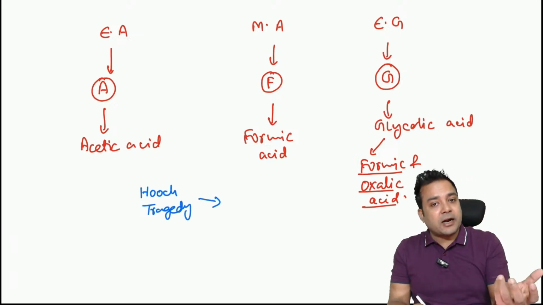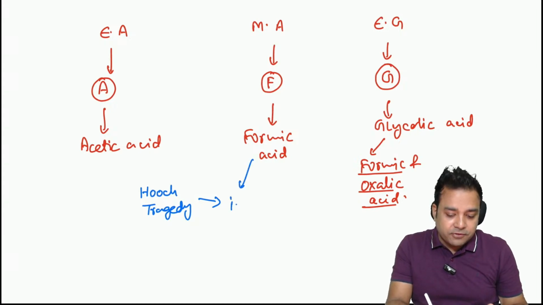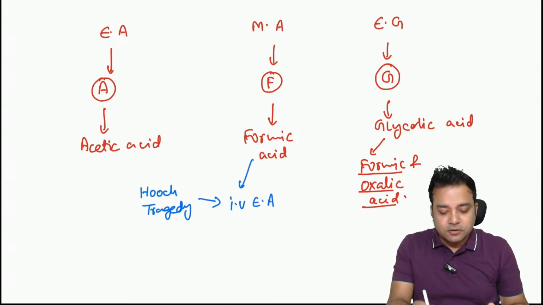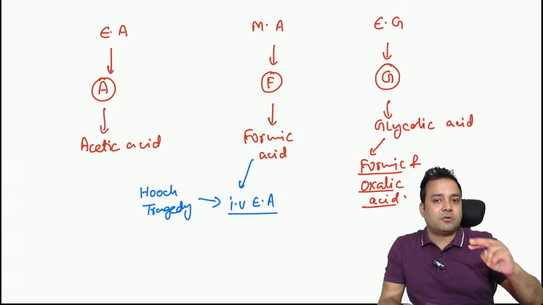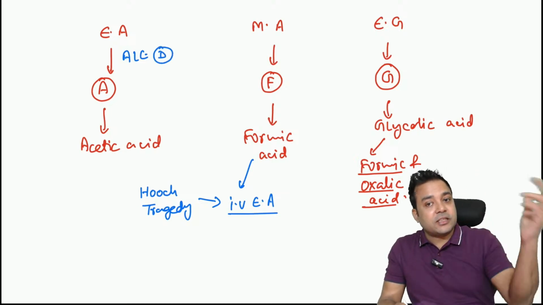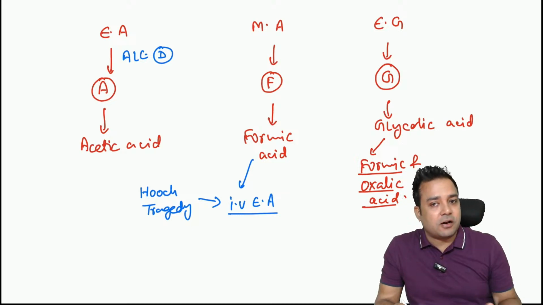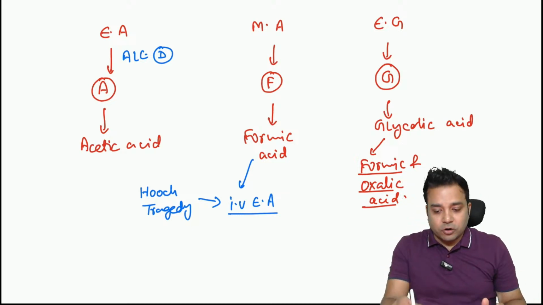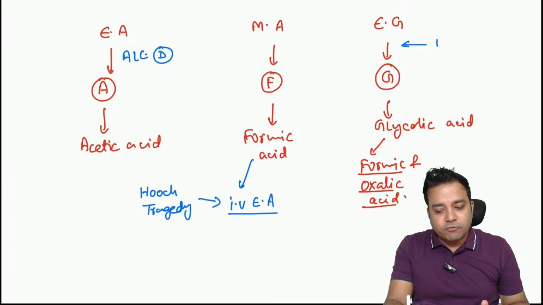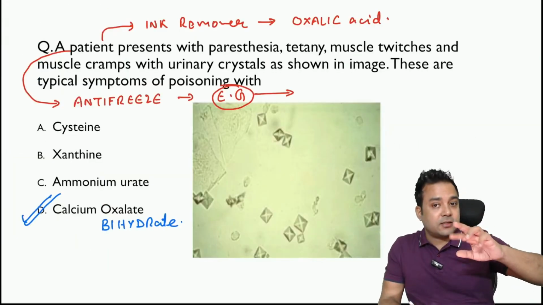If these cases are brought to you as a doctor, how will you manage them? They have consumed bad alcohol, so we will give them good alcohol. We will give them IV ethyl alcohol through the IV route, not the oral route, because alcohol dehydrogenases have very high affinity for ethyl alcohol as compared to methyl alcohol. What is the antidote for ethylene glycol? We all know, fomepizole. So that is how your answers can change.